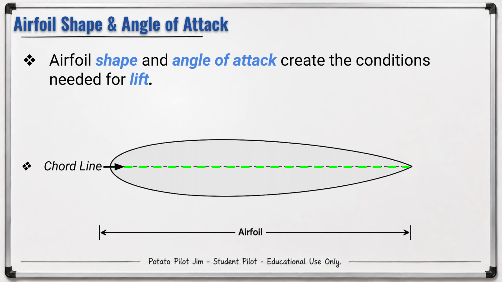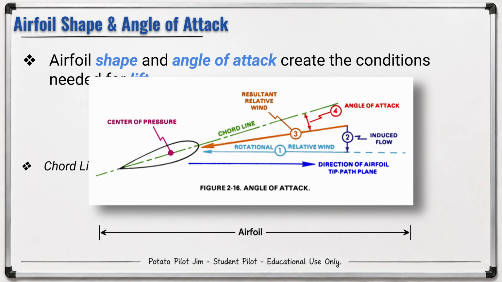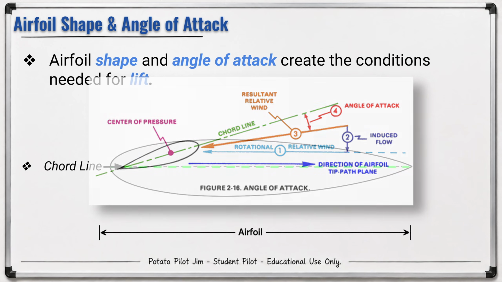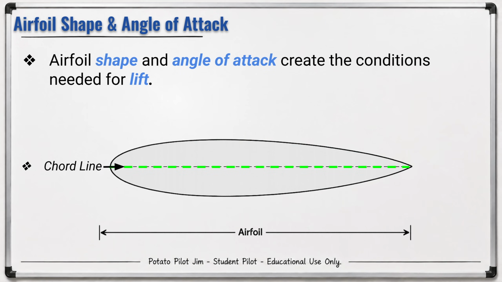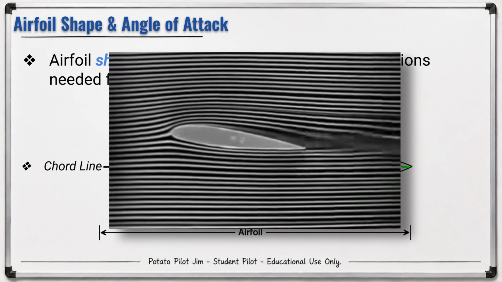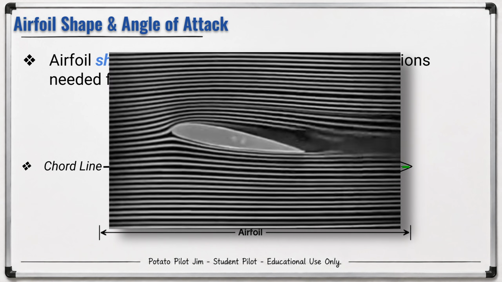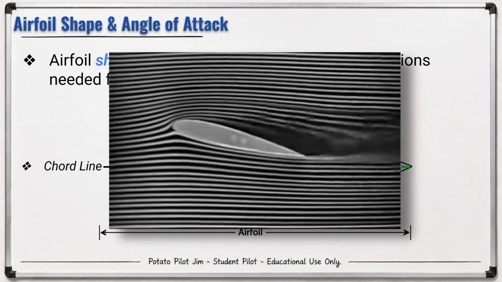Angle of attack is defined as the angle between the chord line and the relative wind. The chord line is the reference line we discussed on the previous slide. Relative wind is the airflow moving opposite the direction of the airfoil's travel. The angle formed between these two lines is called the angle of attack. As the angle of attack increases, the airfoil generally produces more lift. However, there is a limit.